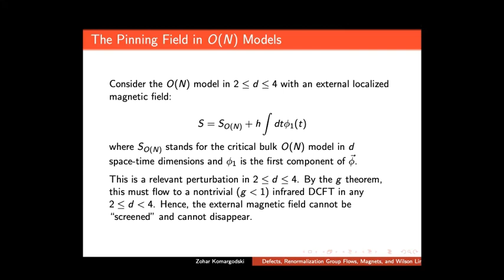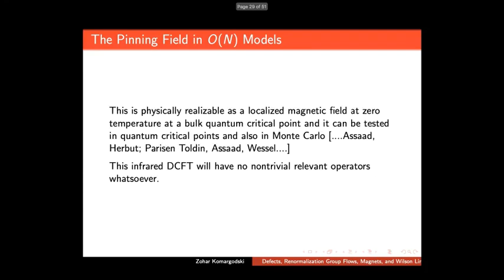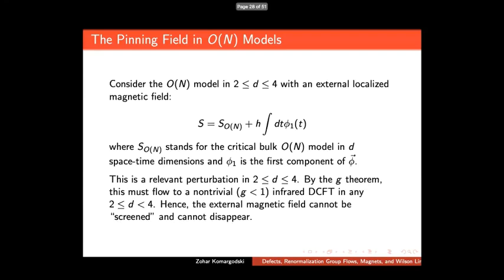So by the theorem, it cannot be screened. It has to flow to a non-trivial impurity. And an interesting challenge for theory is to predict something about it. There are simulations. At D equals 4, this seems to be marginal. Yes, very good. So the answer for D equals 4 is that the bulk fixed point is completely trivial. It's mean field theory.